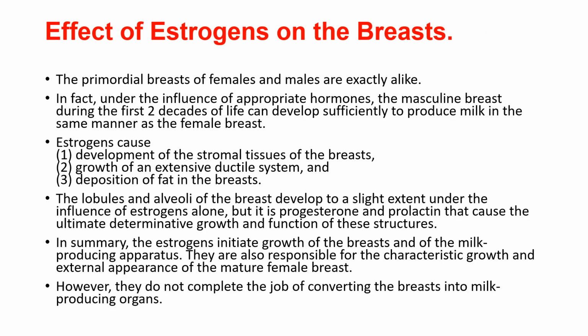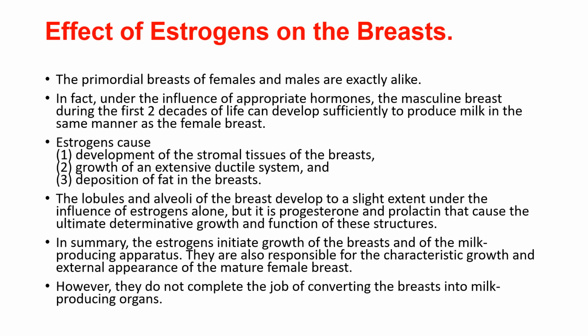Effect of estrogens on the breasts. The primordial breasts of females and males are exactly alike. In fact, under the influence of appropriate hormones, the masculine breast during the first 2 decades of life can develop sufficiently to produce milk in the same manner as the female breast. Estrogens cause 1. Development of the stromal tissues of the breasts, 2. Growth of an extensive ductal system, and 3. Deposition of fat in the breasts.